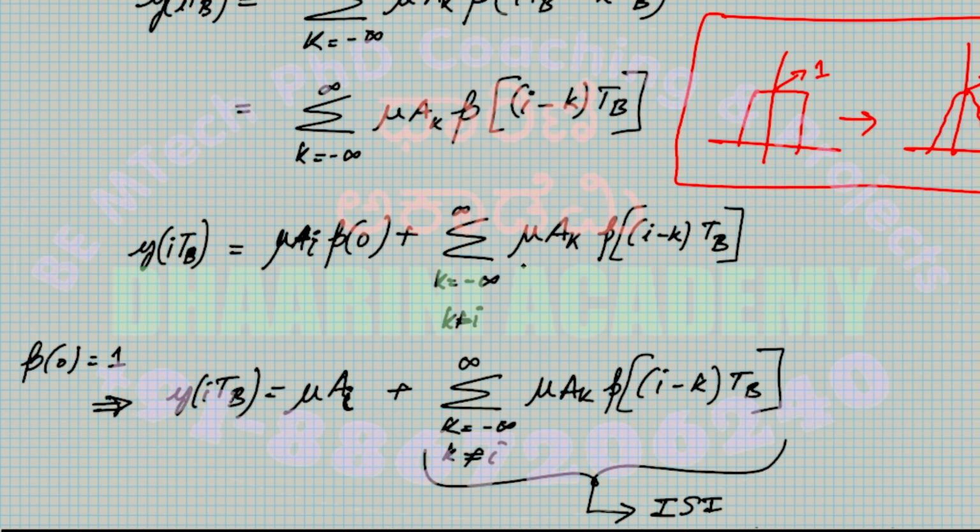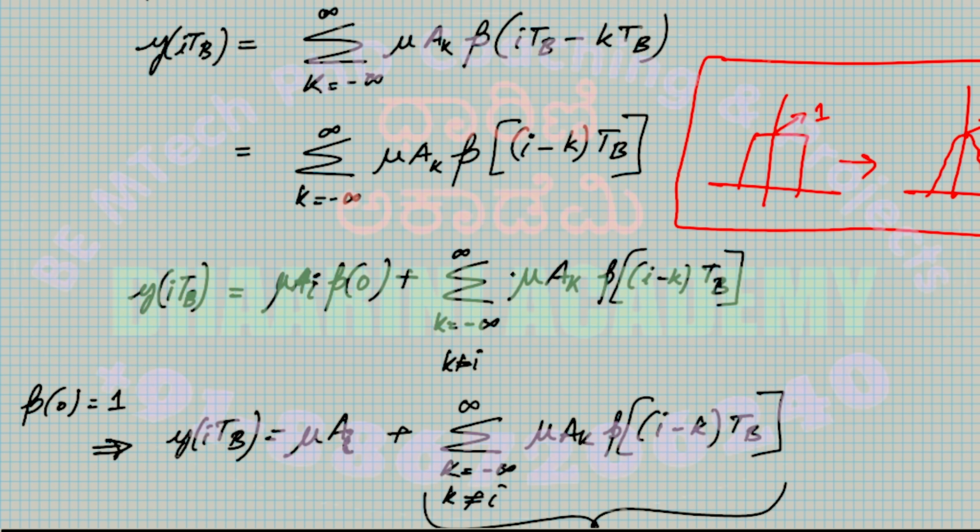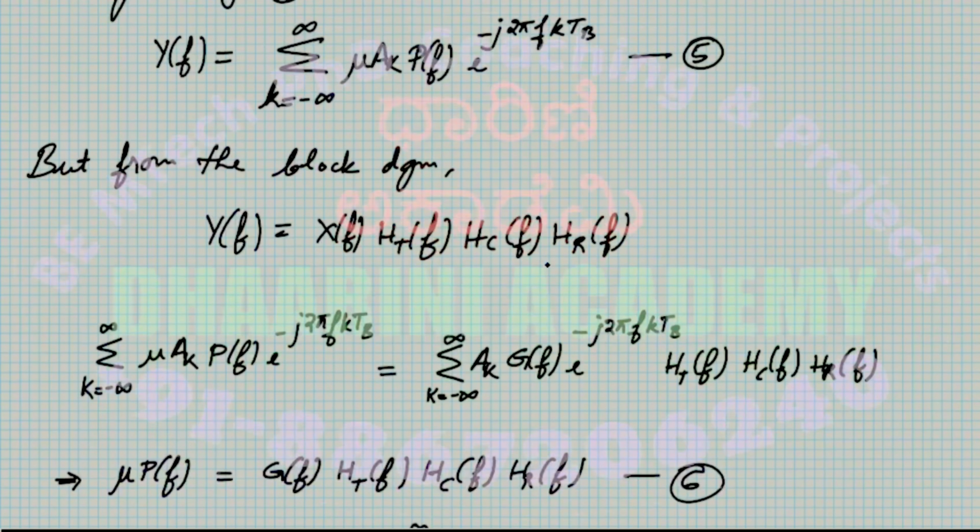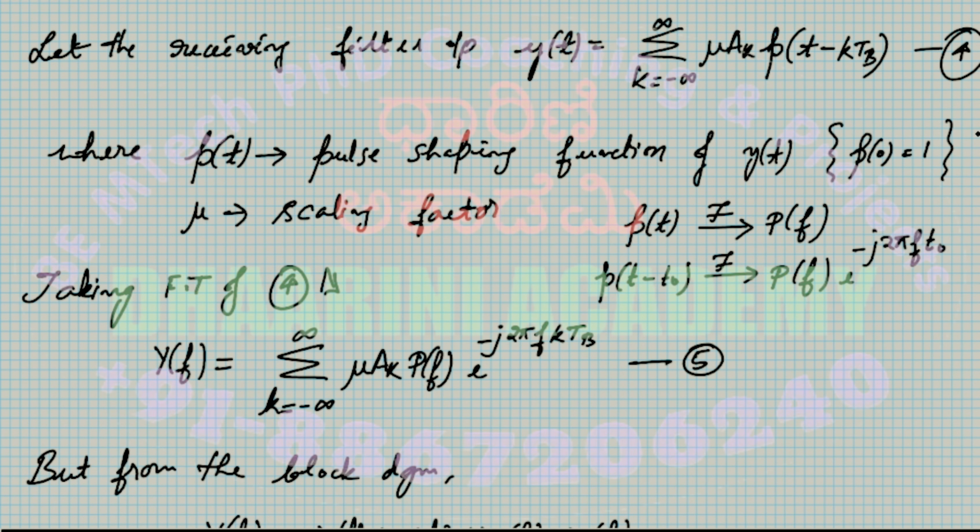Which part are we assuming now? P of 0 is 1. I'll show you. You see here, this is the one. We already assumed that P of 0 equals 1. Whenever you assumed it, what is the characteristic of p of t? At that time itself we declared that it's a pulse, but at 0 its value is 1. Other than that, any value is fine.